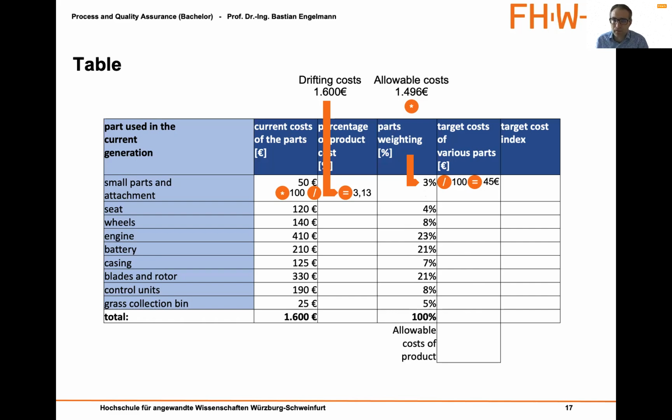Important is that we take the allowable costs because these are our future target, and with the parts weighting or importance, we get an information how much money or how much costs in each component are allowed in the future, respecting the importance of the customer. All right, so please go ahead with the calculations.